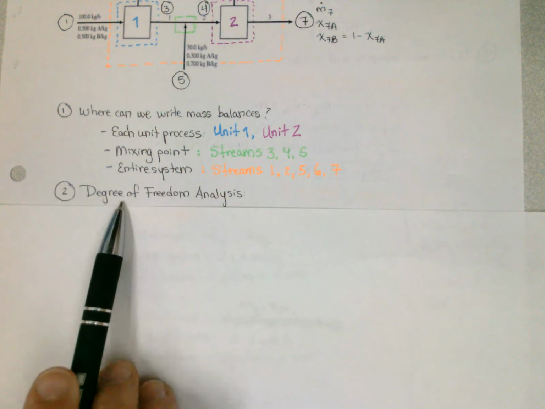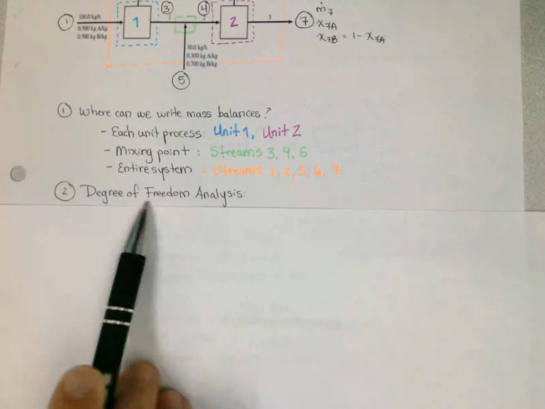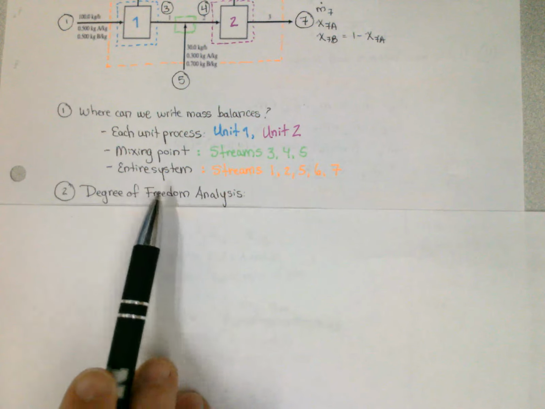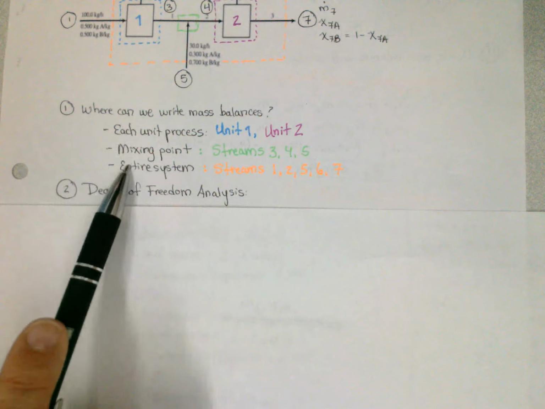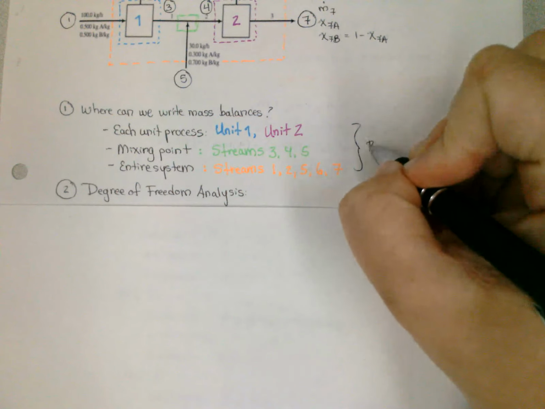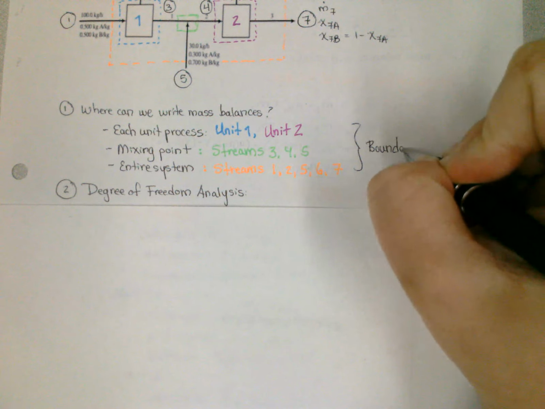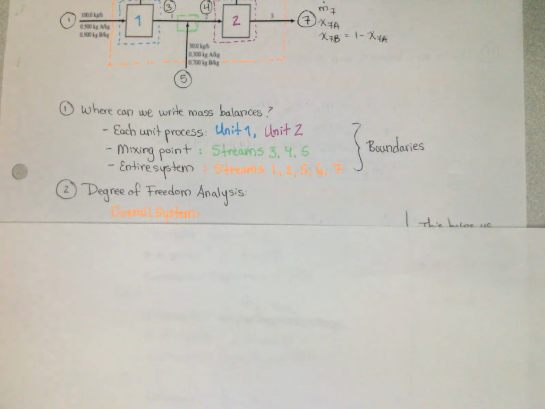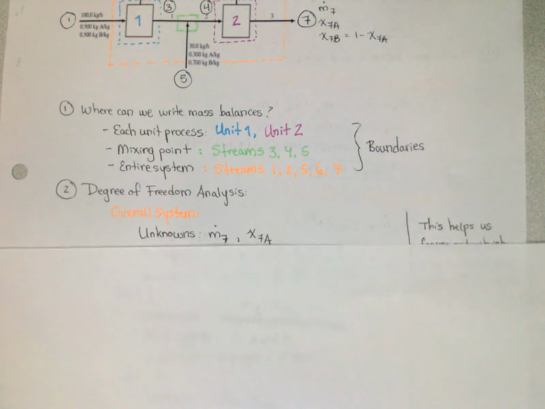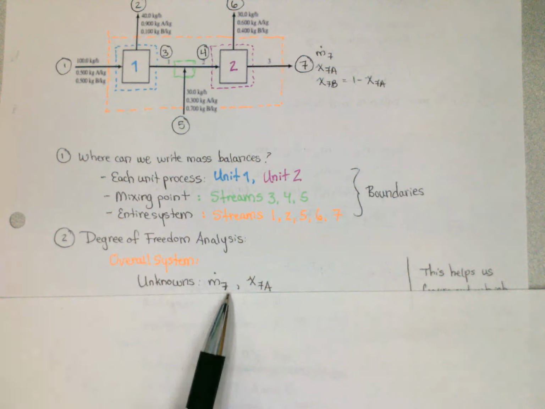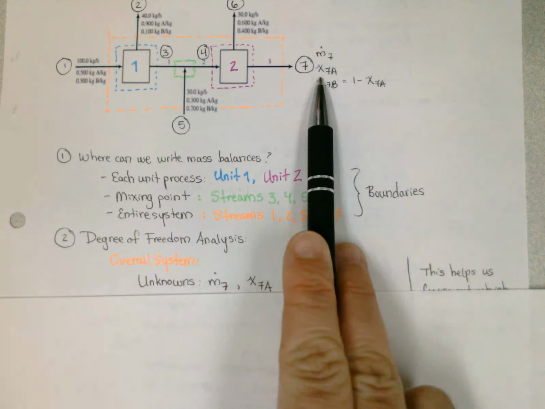The next thing that we should do is a degree of freedom analysis. Now, this is a newer concept, and one of the things that's going to be important with degree of freedom analysis is that we do it on each of these different boundaries. These right here, we call these boundaries. So let's add that in here in our notes. Okay, let's do a degree of freedom analysis on the overall system. If we look at the overall system, the only unknowns that we have are related to this stream here.